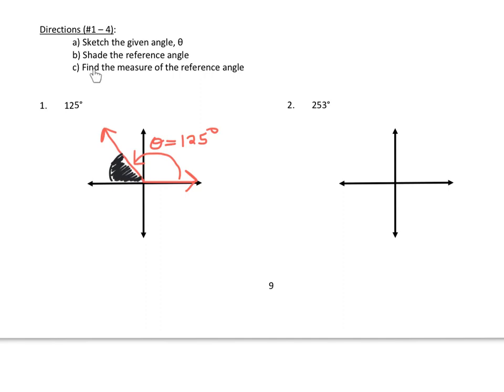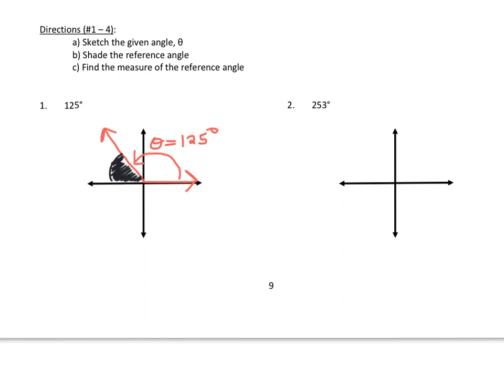Now it says in letter C, find the measure of the reference angle. So we need to come up with some way to find the measure of this reference angle here. Now let's think about it. We know that a straight line is 180 degrees. So if this whole thing is 180 degrees, and we know from here to here is 125, couldn't we just do 180 minus 125, and that'll leave us with this shaded portion here.